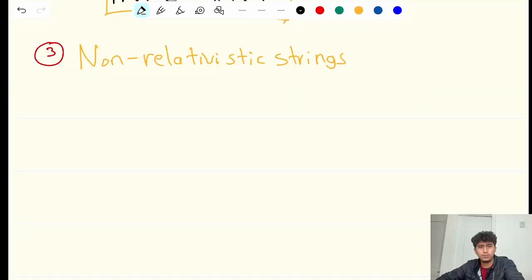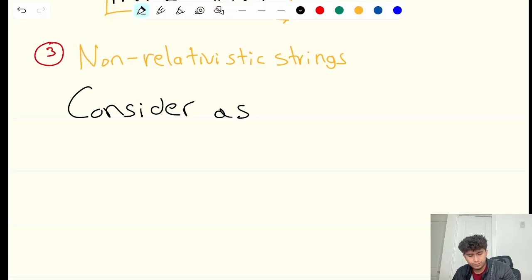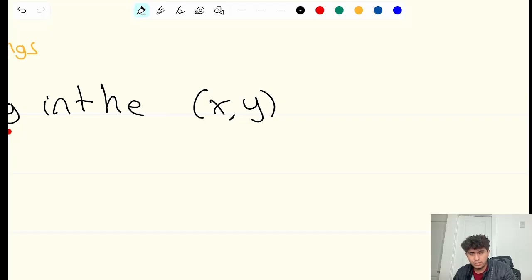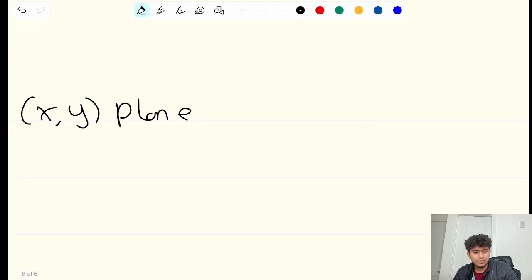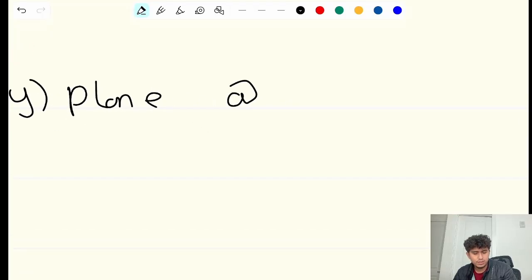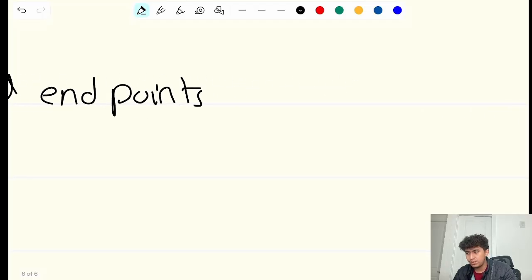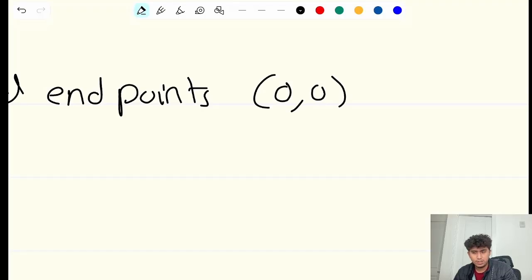Okay. So let's consider a string in the xy plane. And it has fixed endpoints. Let's call them 0, 0, like the origin, and a, 0.